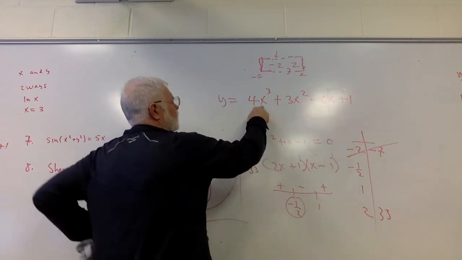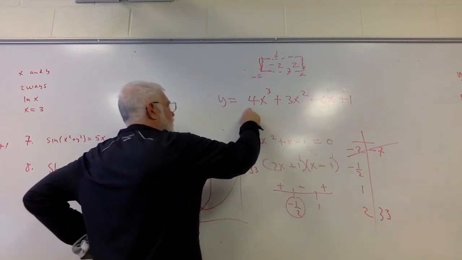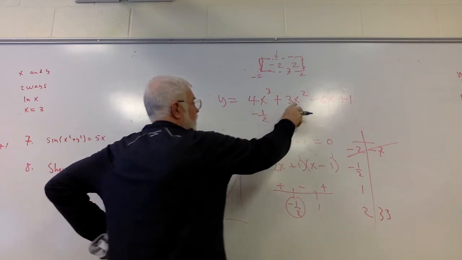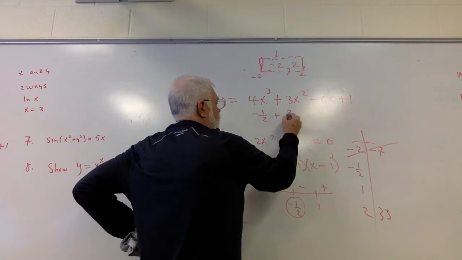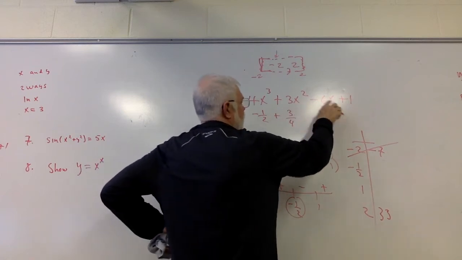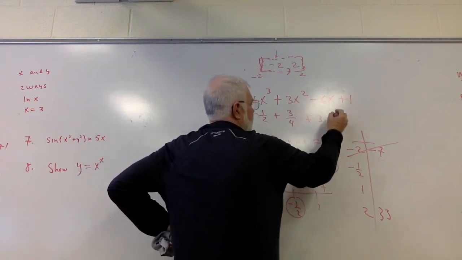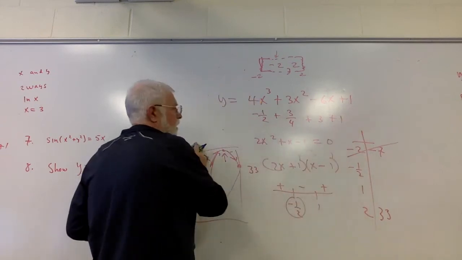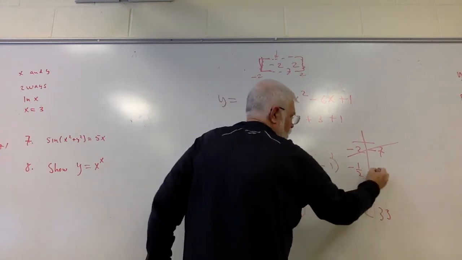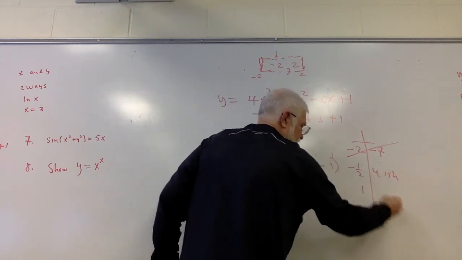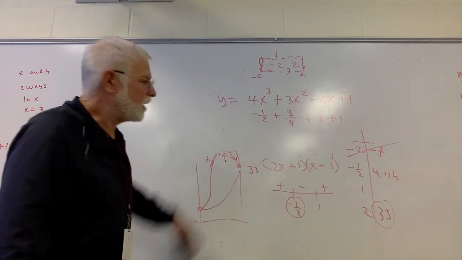So -1/2 cubed is -1/8, times 4 is -1/2. -1/2 times -1/2 is 1/4, plus 3 is 3/4. And over here, -1/2 times -6 is +3, and that's a +1. Okay, so I can see 4. I'm not even close, 4-ish. I can stop right there because that's bigger. So I don't even have to finish it.